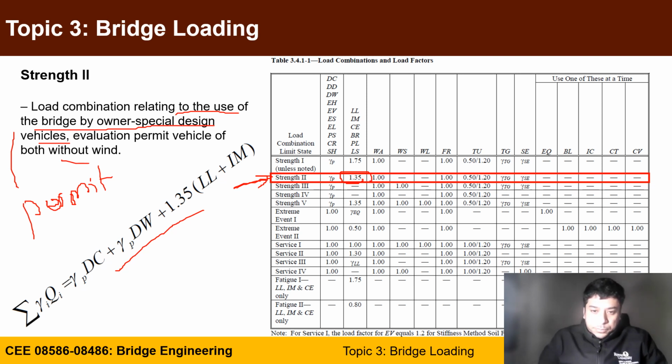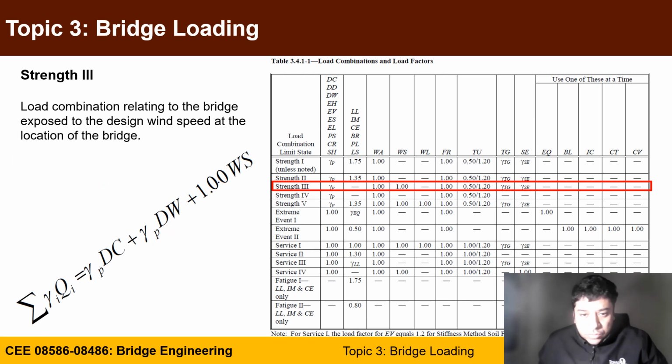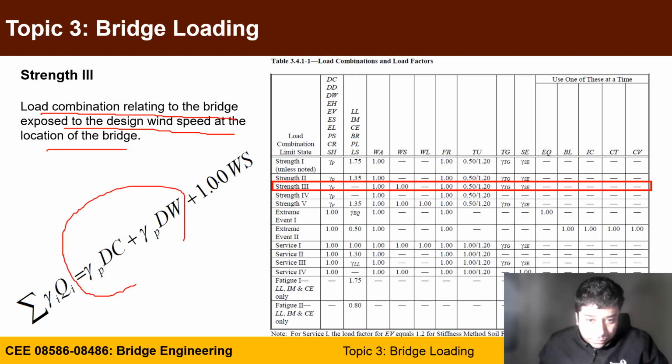Okay. The next, strength 3, is a load combination related to the bridge exposed to design wind speed at the location of the bridge. So it doesn't actually include live load. It includes the dead loads, gamma DC, gamma DW, and include one of WS or WA or WL. It doesn't include WL, it has WS, which is wind on structure. Okay.